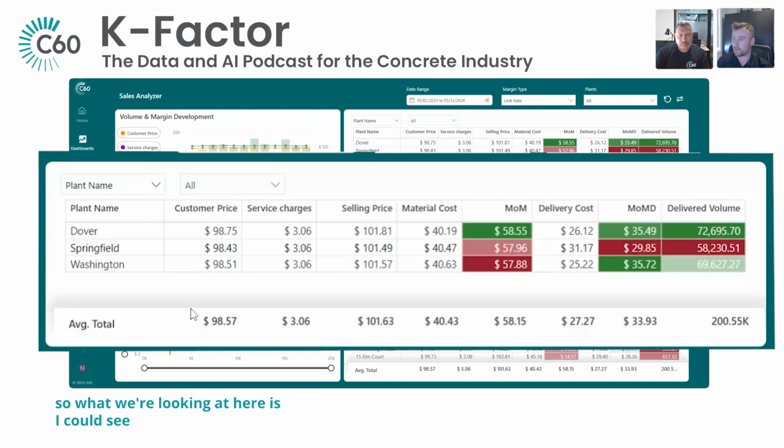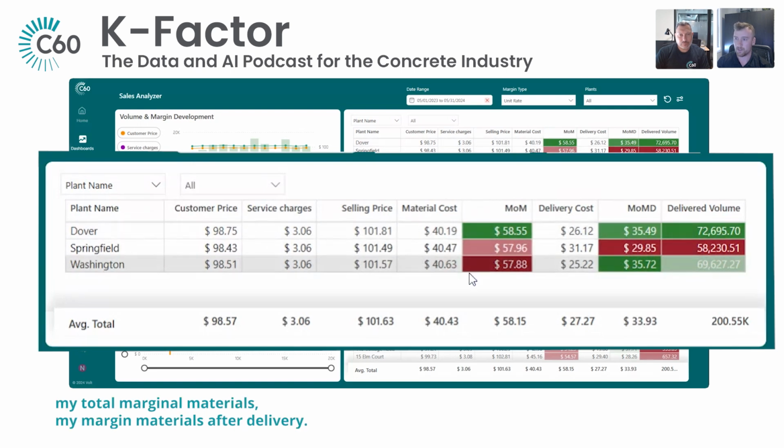So what we're looking at here is, for the month of May in 2023, I can view how much volume I sold out of a particular plant. I could see my total volume, my total margin on materials, my margin on materials after delivery. And then I could see information about my average selling price and some of the service charges that we were able to capture.